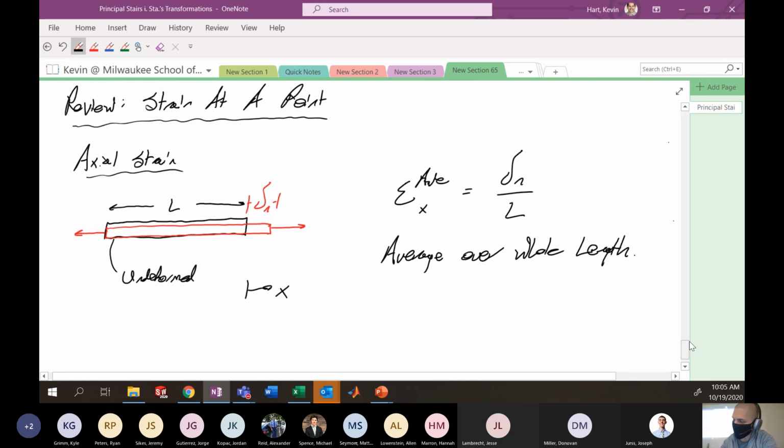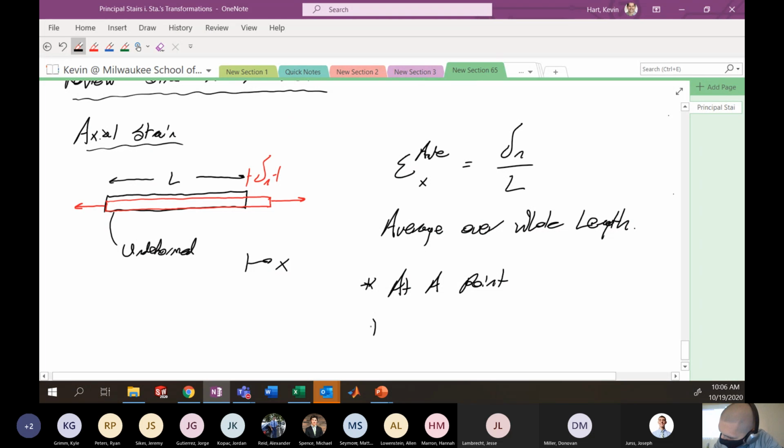So the idea here is if we want to talk about strain at a point, basically you want to take the limit of the expression above here, this guy, as the length goes to 0. So take the limit of the average as delta L goes to 0, right? As this total length goes to 0.